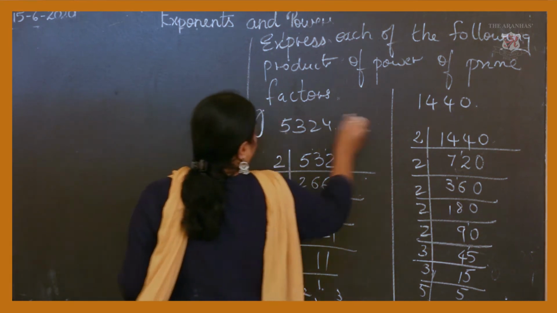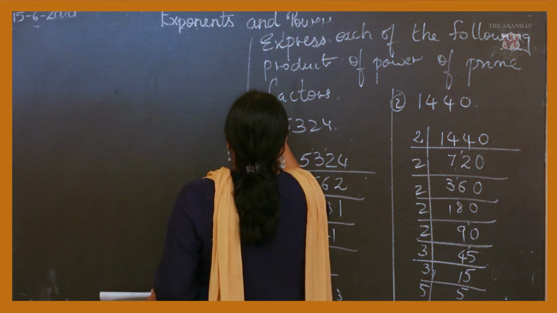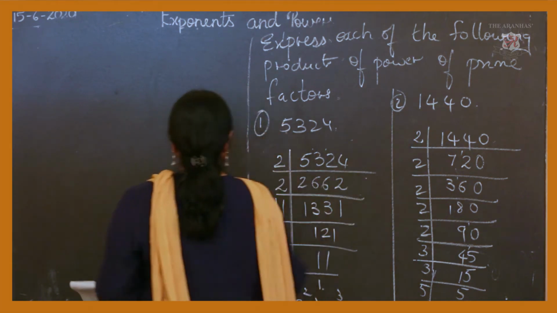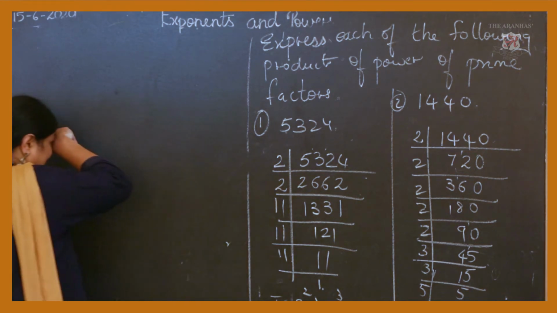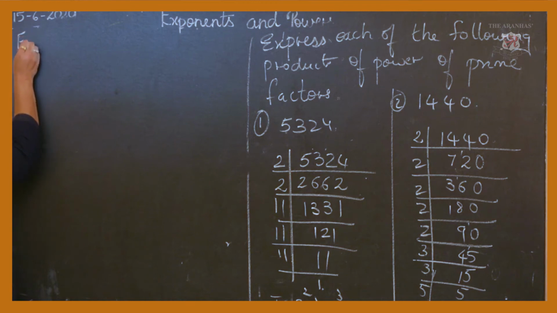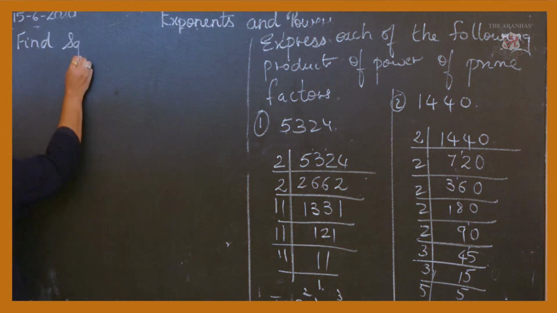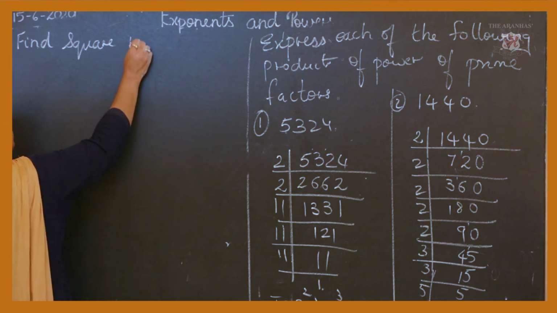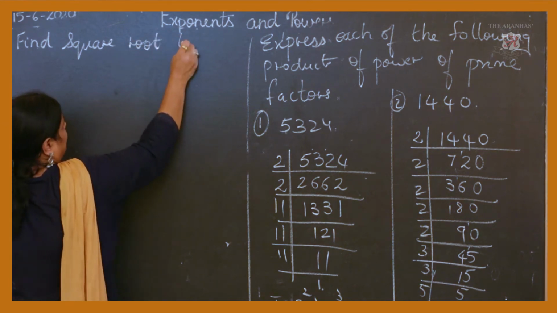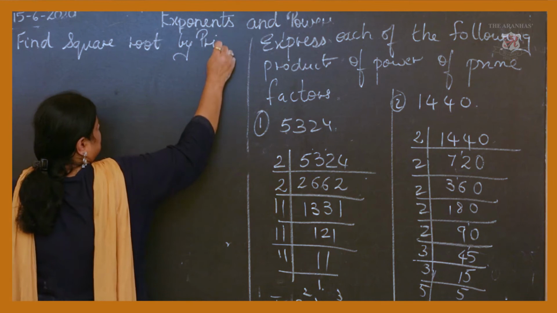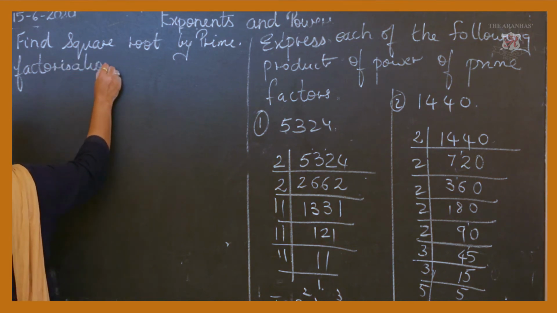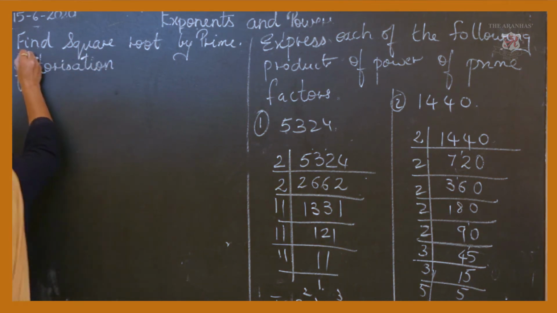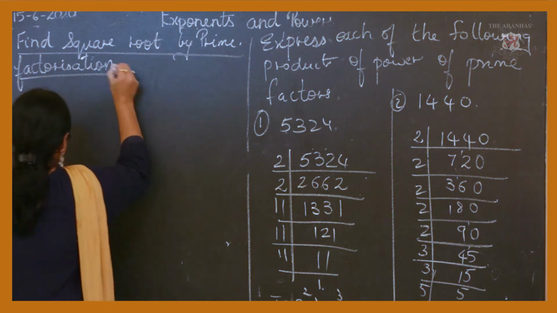This is the first sum which we have done, and this is the second sum which we have done. Now, next, we are going to find the square root by prime factorization method. Okay, we are going to find the square root by prime factorization method.